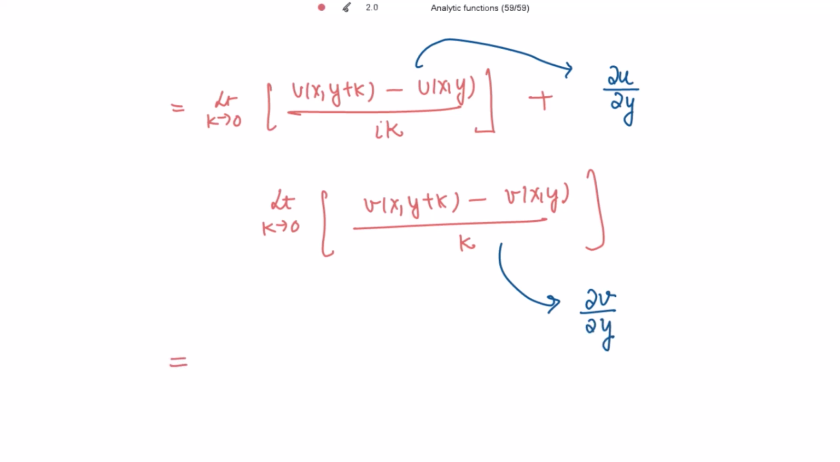So this is equal to, taking 1/i outside, (1/i) ∂u/∂y + ∂v/∂y. And on the left hand side we have f'(z). If I multiply the numerator and denominator by i, I get i squared, which is negative 1. So this becomes negative i. Is it okay? Fine. Please mark this as 2.